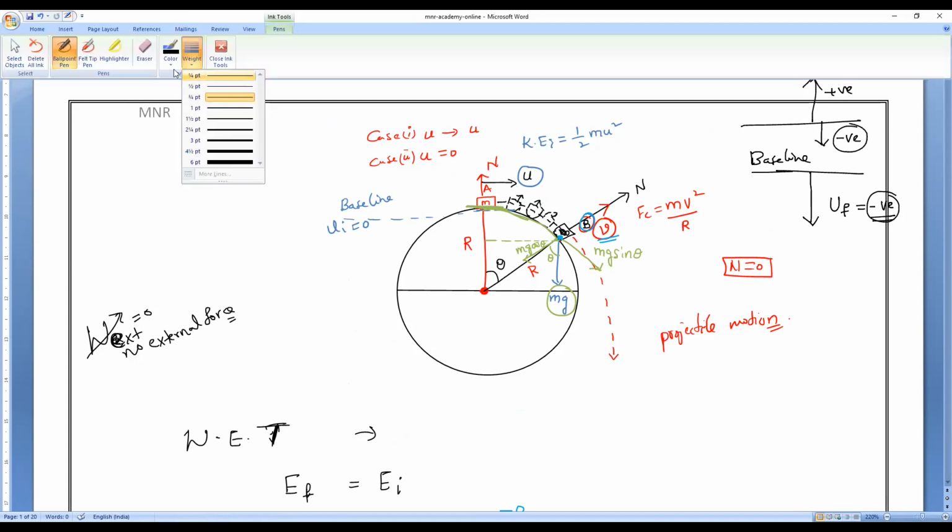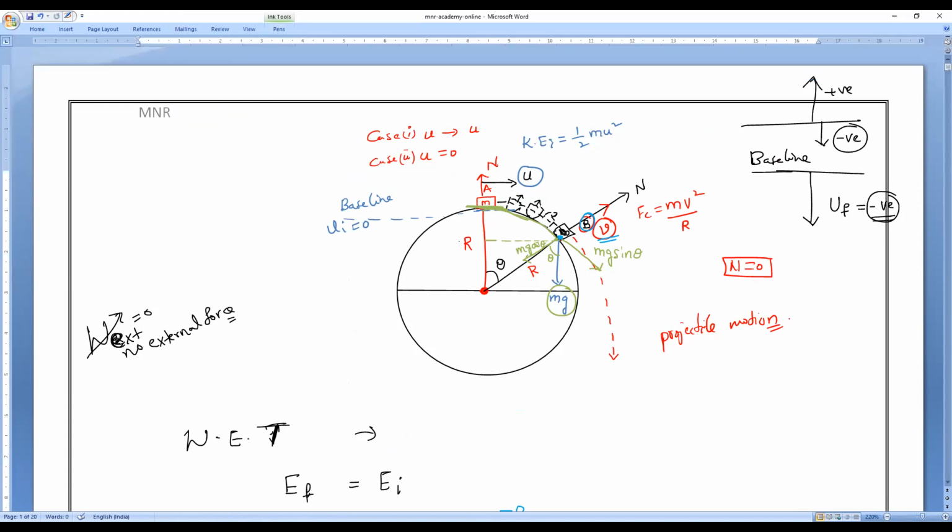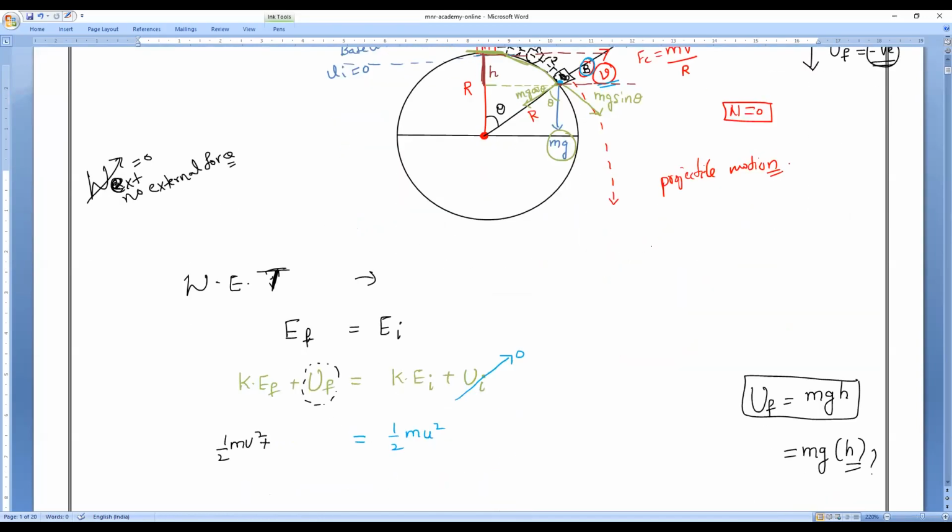Okay, now I have to find the height. Yesterday it might have been confusing, but today I will make you 100% clear. Observe, this is the height it will come down. This is the initial position and this is the final position. So this is the height we have to find. Am I right? Yes, sir.